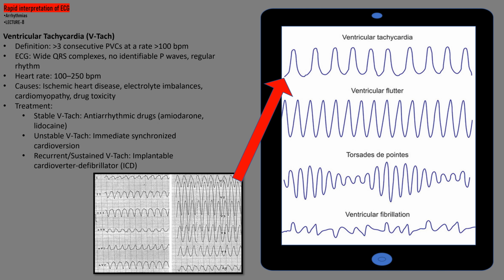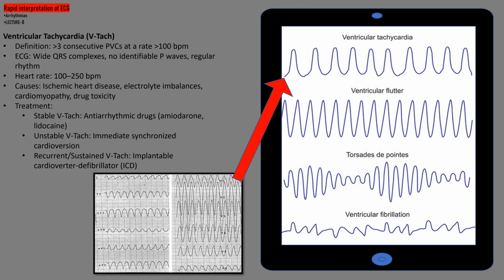Ventricular tachycardia. Ventricular tachycardia is a rapid heart rhythm originating from the ventricles, typically defined as 3 or more consecutive premature ventricular contractions, PVCs, at a rate greater than 100 beats per minute. On the ECG, you'll see wide QRS complexes with no identifiable P waves, and the rhythm is regular. The heart rate in VTach ranges from 100 to 250 beats per minute. VTach can be sustained, lasting more than 30 seconds, or non-sustained, and it can cause symptoms ranging from dizziness to cardiac arrest if untreated. Causes include ischemic heart disease, electrolyte imbalances, cardiomyopathy, and drug toxicity.